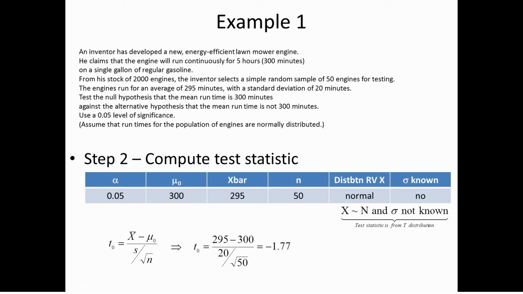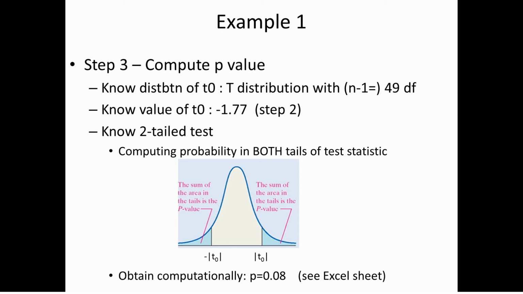Okay, now we compute the p-value. So here we have to use an Excel program. We know that the distribution of t naught is a t-distribution with 49 degrees of freedom. Our value is minus 1.77, so we do a two-tailed test. This is minus 1.77, this is positive 1.77. So I'm going to use a program to find the CDF for minus 1.77 for a t-distribution with 49 degrees of freedom, and I'm going to multiply that by 2. And when you do, p will be 0.08.